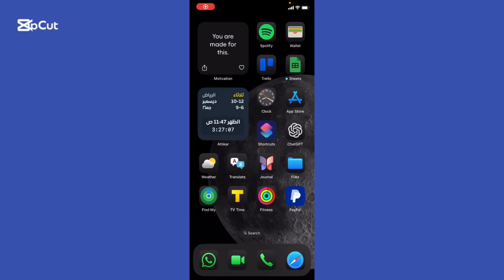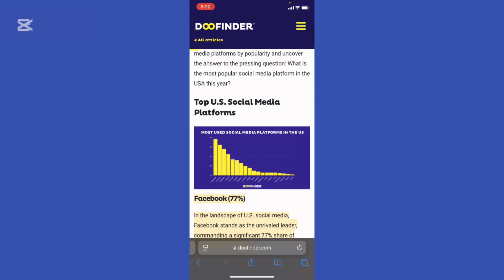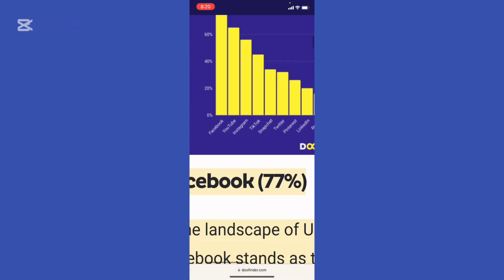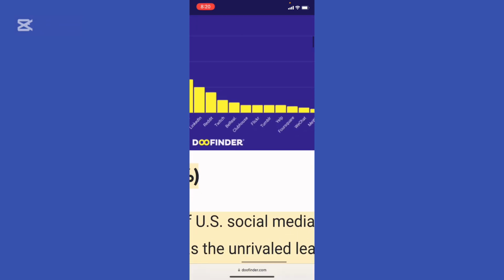How to analyze the impact of TikTok's ban on social media. To analyze the impact of the TikTok ban on social media, you need to use data. You need to go to websites like Data Finder to analyze the last year's usage of platforms like TikTok, Instagram, Facebook. And as you can see right here, over the years, Facebook has been increasing, right?